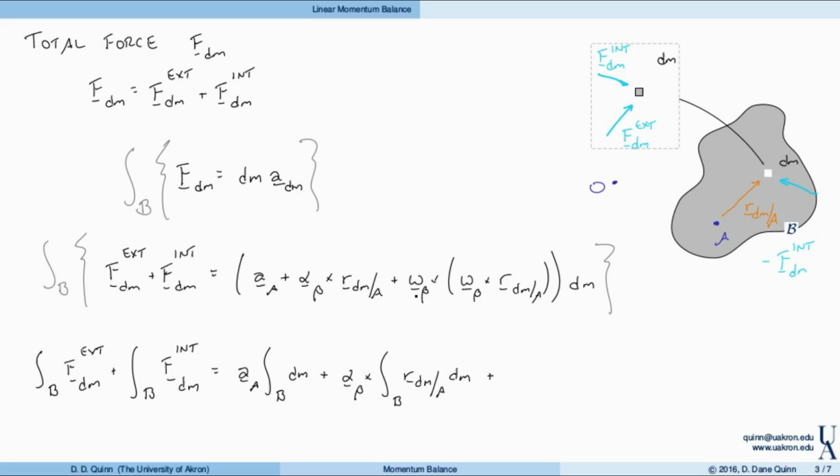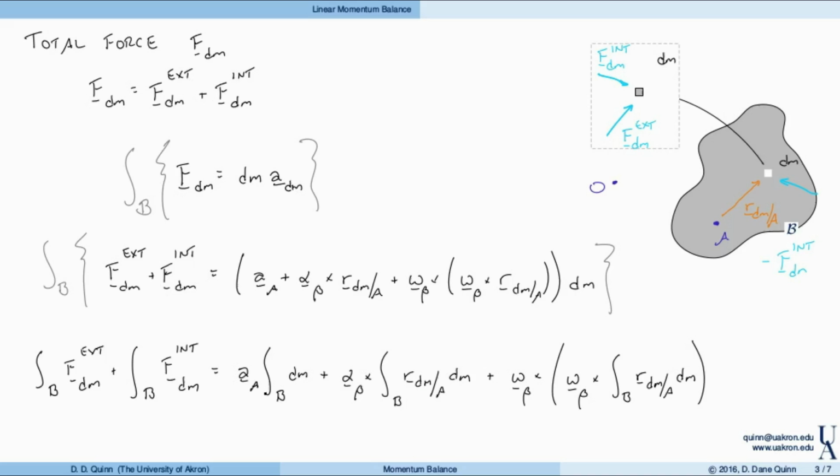And then for this last term, the angular velocity is constant, so I can write this as omega cross omega cross, and then we have the integral over the body of r dm with respect to A. So here we just simply integrate all of the mass elements. Now we're integrating the position of each mass with respect to A in these two terms. And then these are the integrals of the external and internal forces over the body.